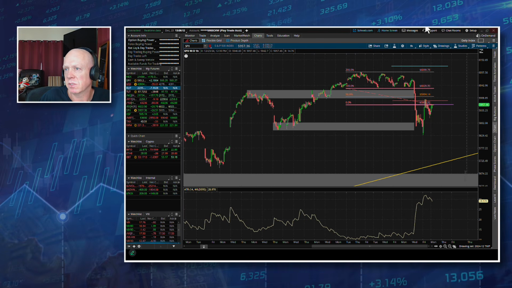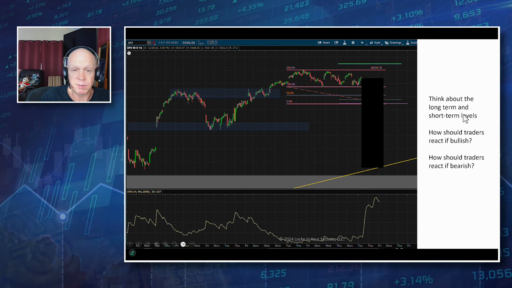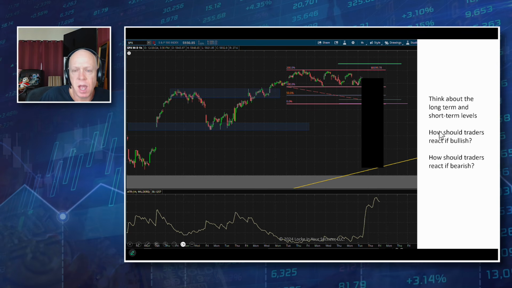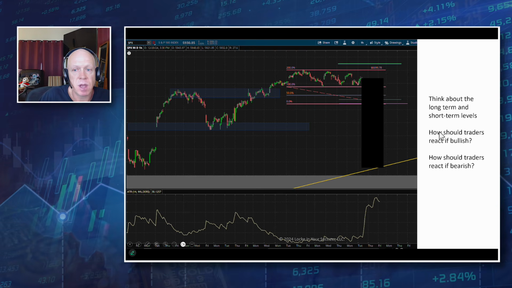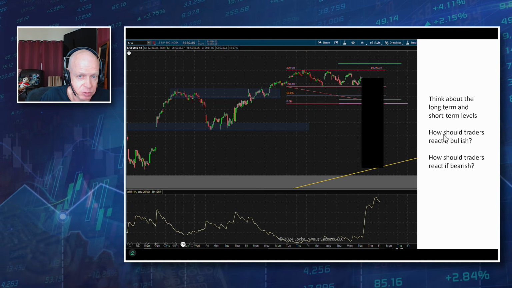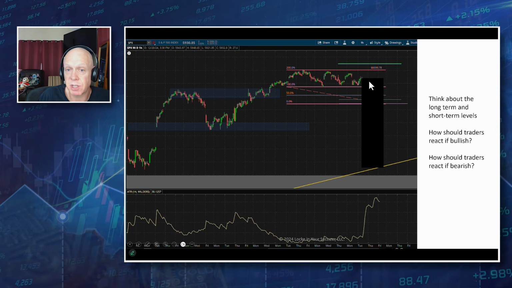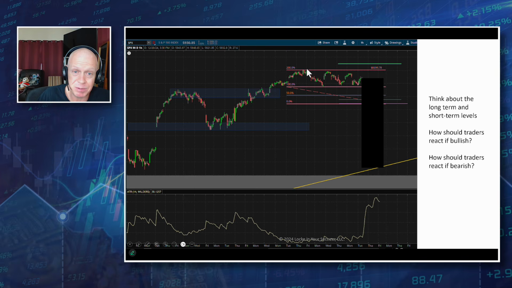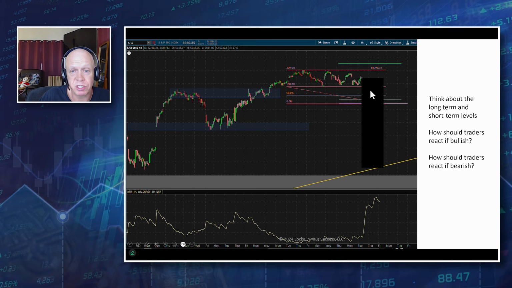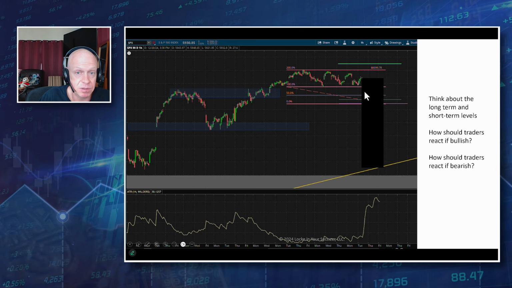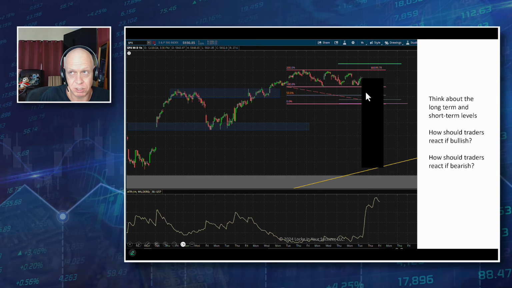If we go back to the slideshow, we'll talk this out a little bit. Think about the long-term and short-term levels and how they're interacting with us. How should the traders or the price react if they're bullish? How would the traders react if they're bearish? Just some things to think about. And we talked about it: bullish, I'm expecting this to be retested up here and maybe break higher. If they're bearish, then you would expect the breakdown. So if I'm bullish and I get the breakdown, then I have to think about that. Say the price action's bearish.